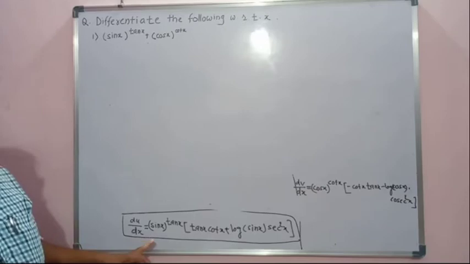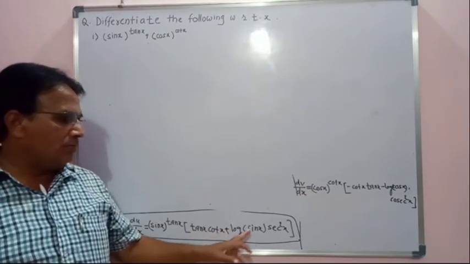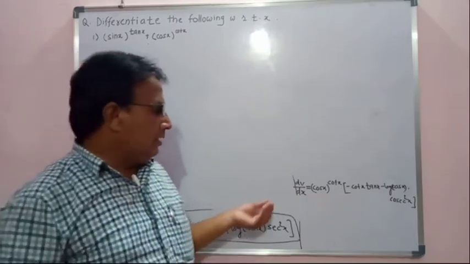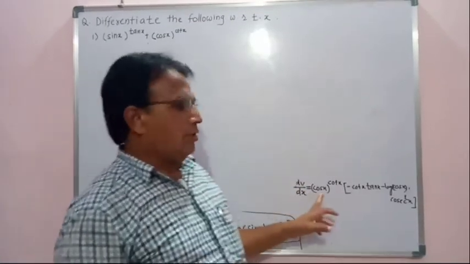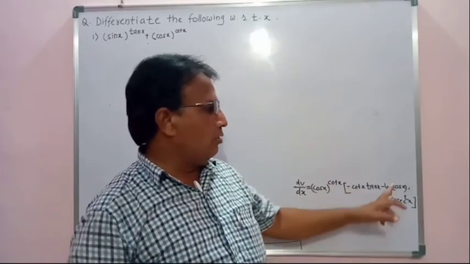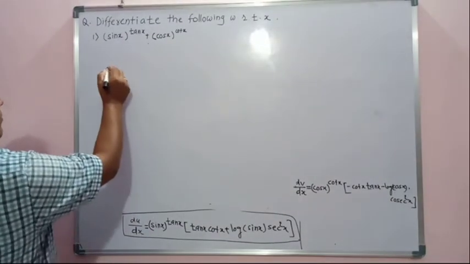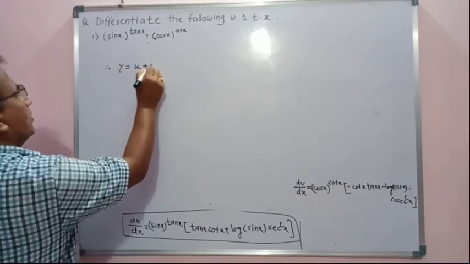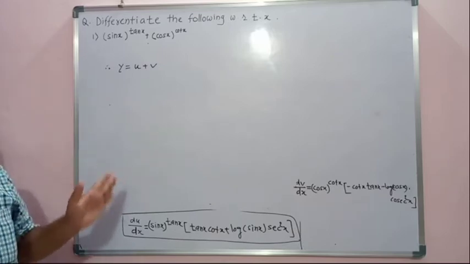The derivative du by dx is sin x raised to tan x into cot x plus log of sin x into sec square x. This is the derivative of u. The derivative of v is dv by dx equal to cos x raised to cot x into minus cot x into tan x minus log of cos x into cosec square x. Therefore y equal to u plus v. Find the derivative dy by dx.